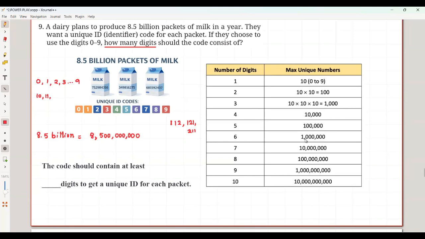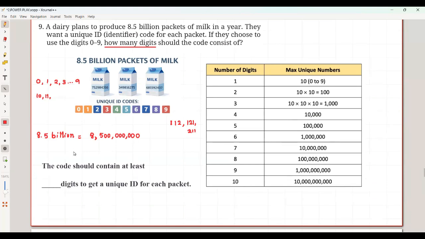We are going with the international system: 1000, 1 million, next 10 million, then with 8 digits 100 million. With 9 digits this is nothing but 1 billion, but here we have to reach up to 8 billion. So if you are using 10 digits, we are crossing 10 billion.